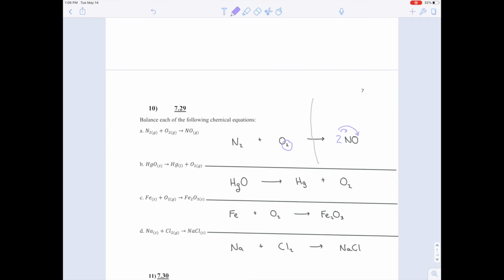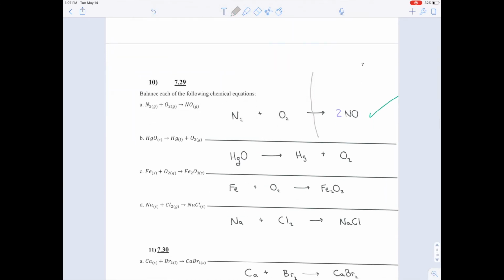2 nitrogens and 2 oxygens. And it's that 2 oxygens on the right that make it balanced with the left. So we have 2 nitrogens on both sides, 2 oxygens on both sides. That is a balanced chemical equation.